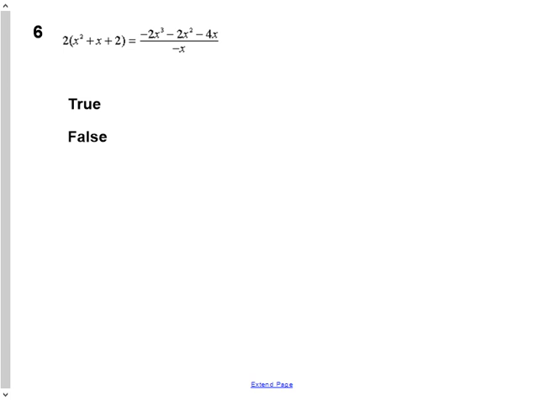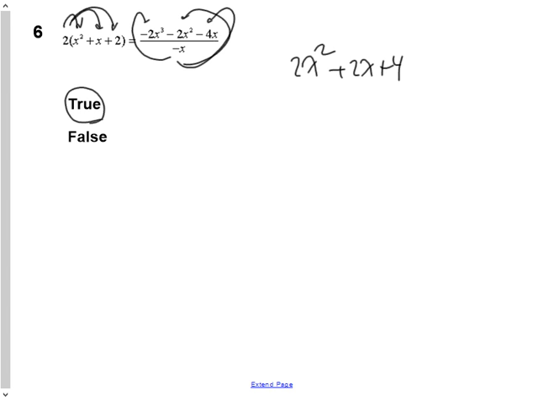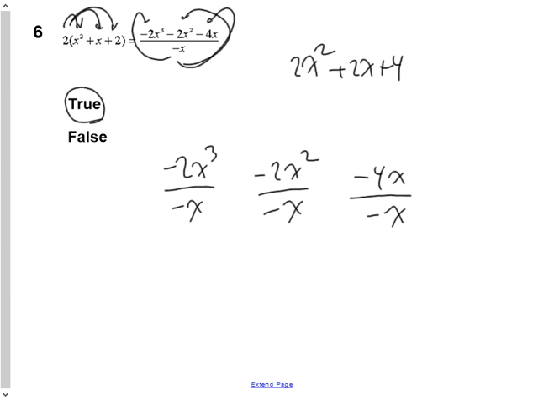And the last of your true/false questions is that doubling the trinomial x squared plus x plus 2 is the same value as that trinomial divided by negative x. The answer actually is true, and we'll see why. If we expand this using the distributive property, we're going to get 2x squared plus 2x plus 4. And if we take this and divide it using the distributive property, we're going to get negative 2x cubed divided by negative x, negative 2x squared divided by negative x, and negative 4x divided by negative x.